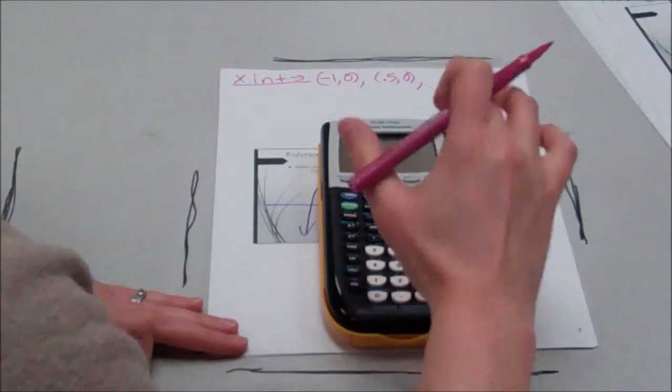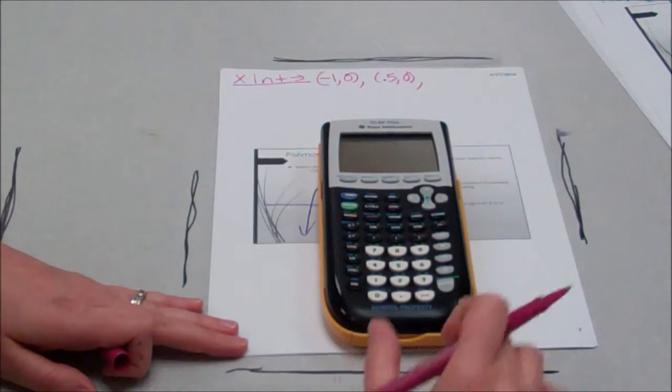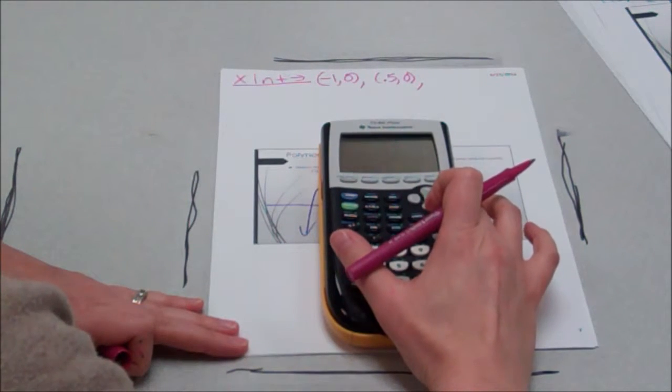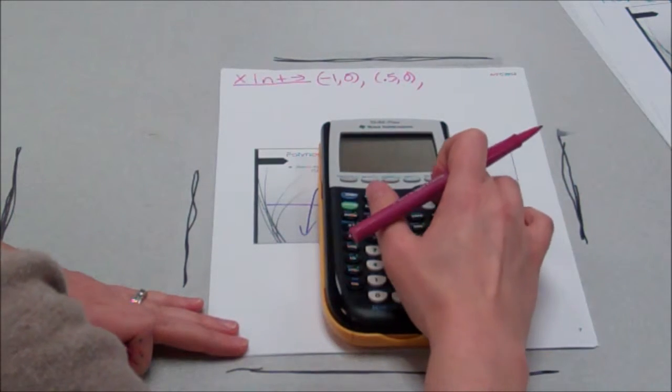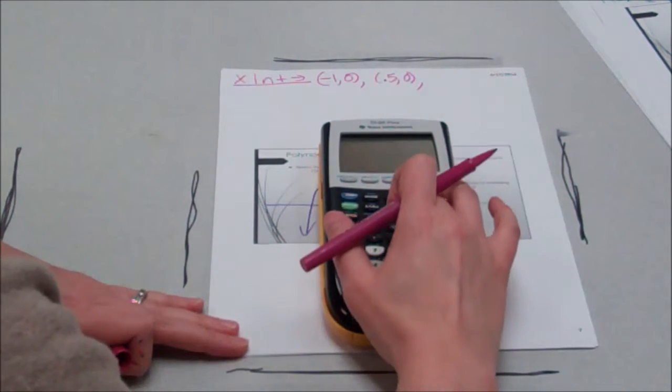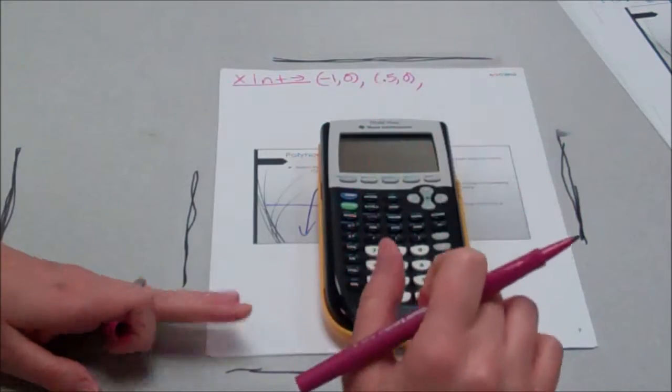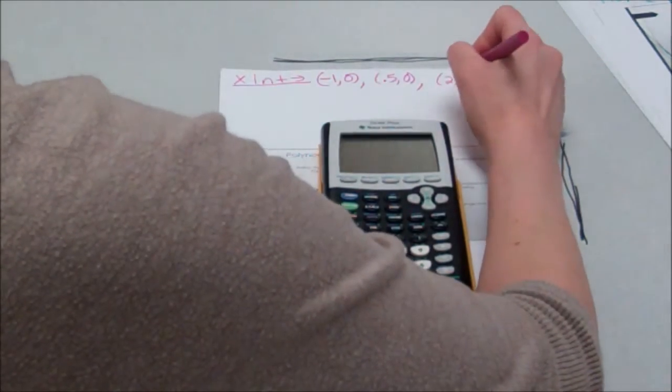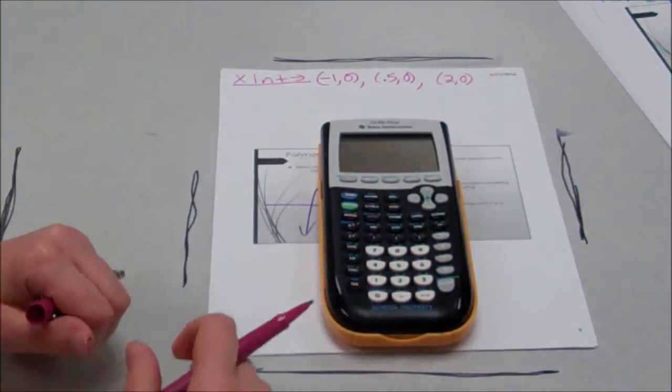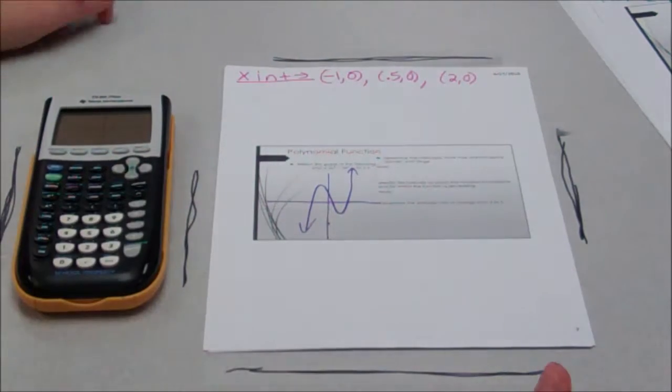Last one, second trace, 0. Move your blinking X. Left side, right side. Get as close as you can for the guess, and bam, I've got 2. Alright, whew. Lots of second trace on that one.